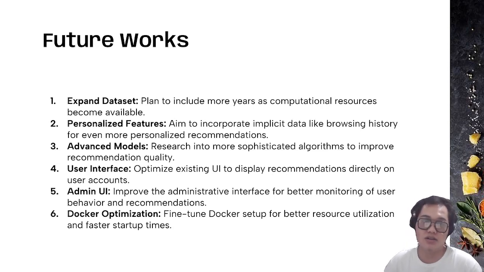These are the future works that we can do. The first one is to expand the dataset, where we can try to include more years as computational resources become more available. Personalized features, aiming to incorporate implicit data like browsing history for even more personalized recommendations. Advanced models, moving to more sophisticated algorithms to improve recommendation quality.